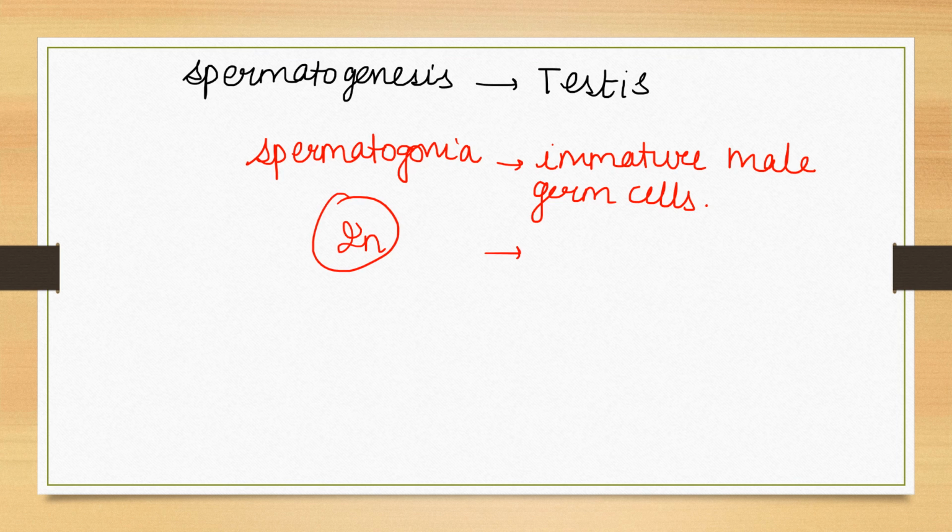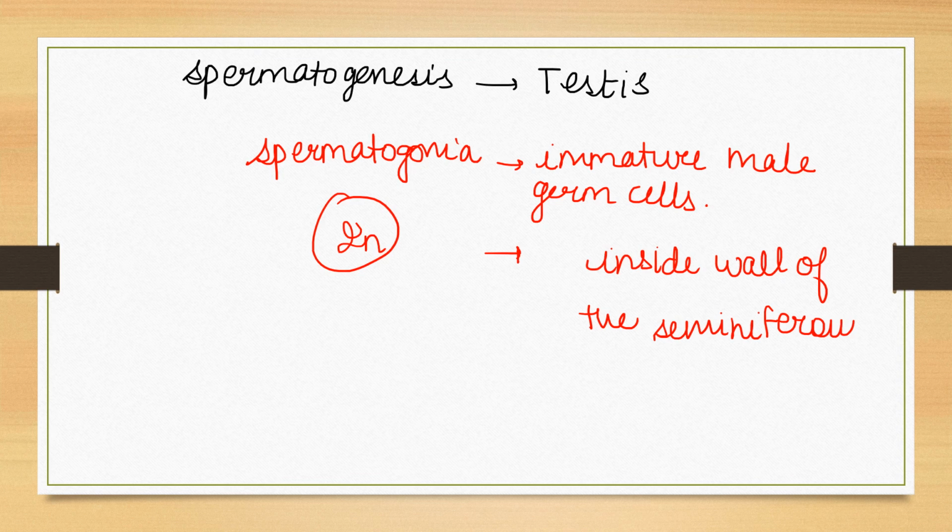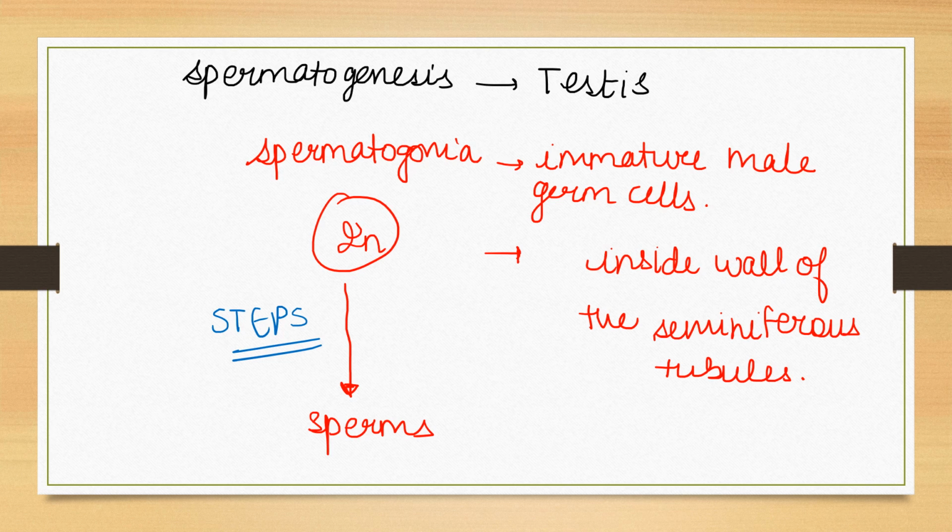Now where are they present? We know they are in the testis, but where exactly in the testis? They are lined along the inside walls of the seminiferous tubules. We know that these spermatogonia will finally proceed to form sperms, but there are a number of steps involved in the middle. So let us talk about those steps in the upcoming slide.